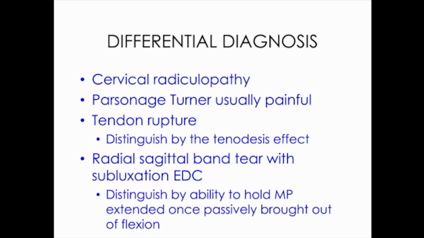So the differential diagnosis can include cervical radiculopathy, which, however, doesn't result in as specific a deficit as PIN palsy. Parsonage-Turner syndrome, but the characteristic symptom at the beginning of presentation of Parsonage-Turner is pain, which is not present in PIN palsy. Tendon rupture, and one of the ways you can distinguish tendon rupture from PIN palsy is the wrist tenodesis effect. And the other differential is radial sagittal band rupture with subluxation of the EDC, and there you can demonstrate that that's what the pathology is by straightening the finger, bringing the MP joint into extension, and then the patient is able to hold the MP joints extended under their own power.